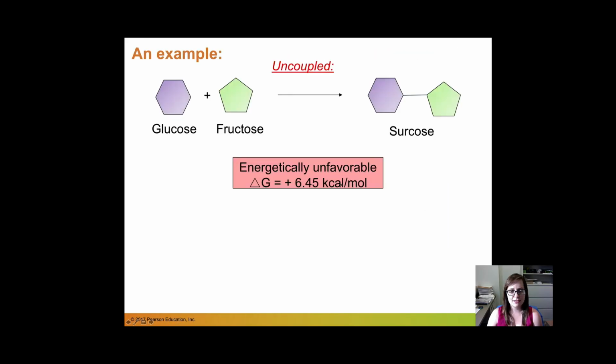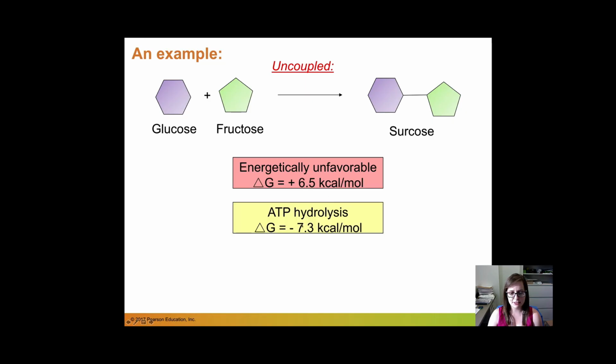So another example of this is combining glucose and fructose to make sucrose. When it's not coupled, this reaction is energetically unfavorable. The delta G is positive. It's an endergonic reaction. ATP hydrolysis has this negative 7.3 delta G, and so we can make up for this energy input by spending some of our cellular cash or currency to make this reaction go. So we're going to use this to still have an overall exergonic reaction.